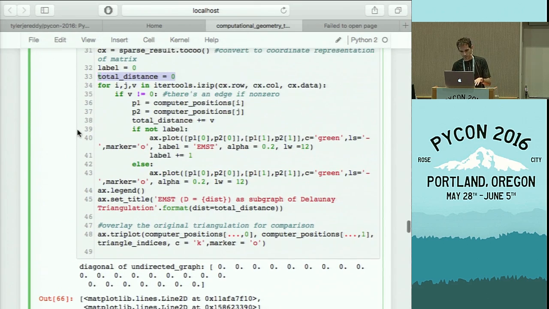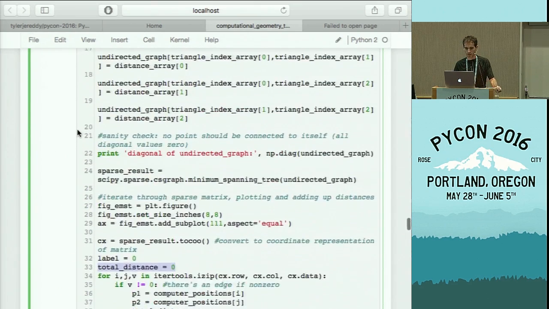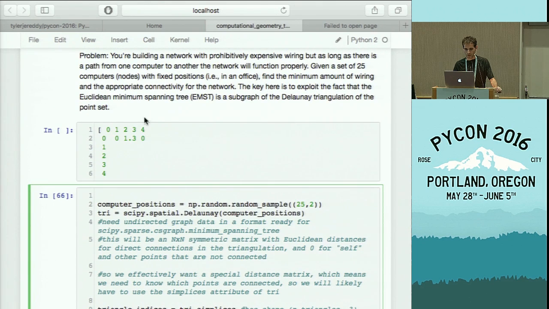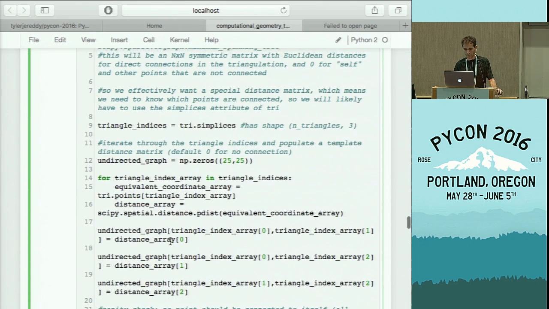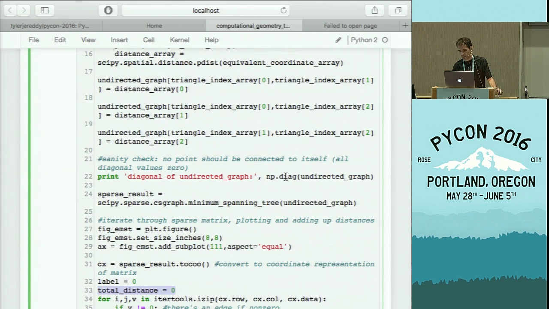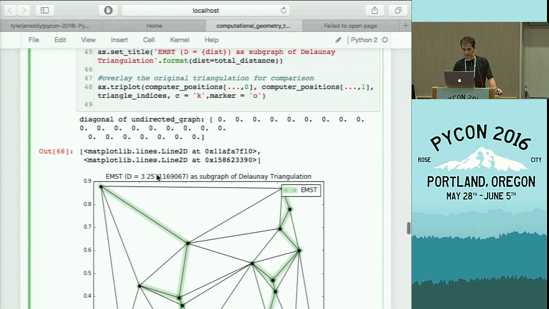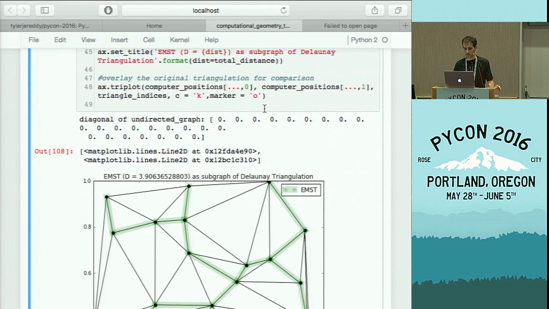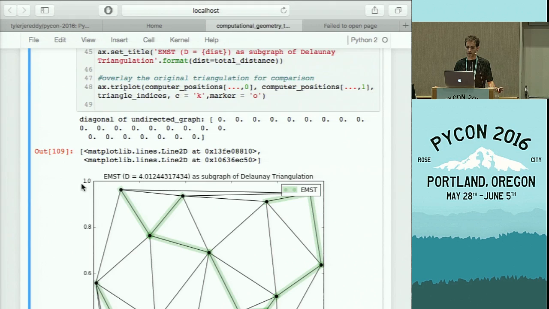And I also printed out the diagonal because, in this case, you have a full distance matrix, so no point should be connected to itself. So you should always have 0. I've just taken numpy.diagonal of the undirected graph, and we can see that all the values in that diagonal are 0. I can execute it again. All the values are still 0. Execute it again. All values are still 0.